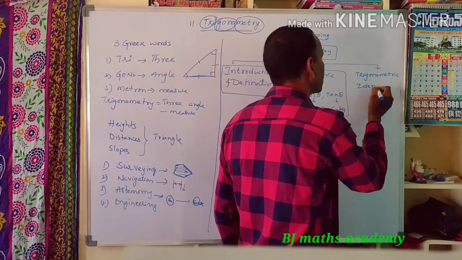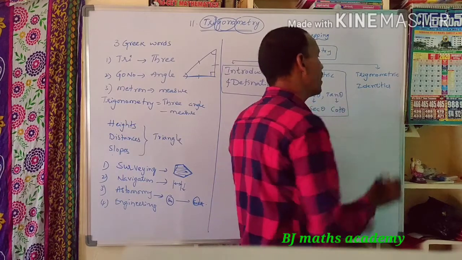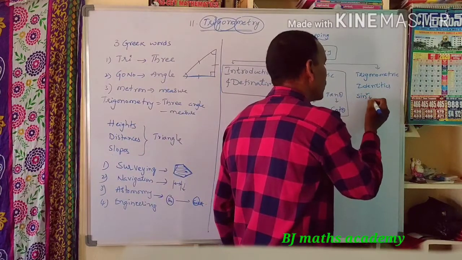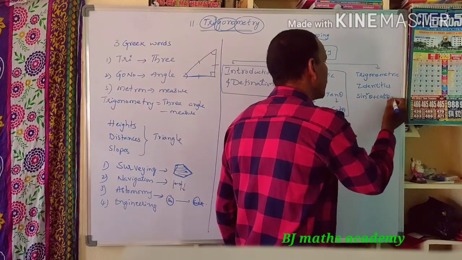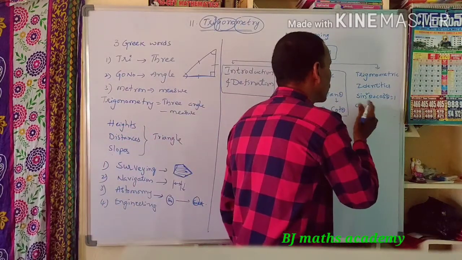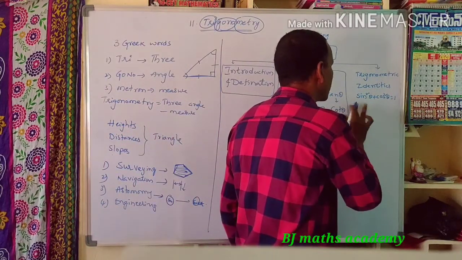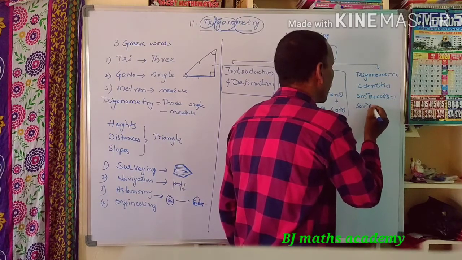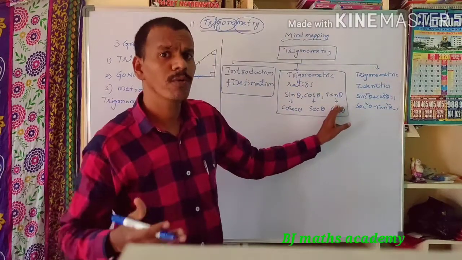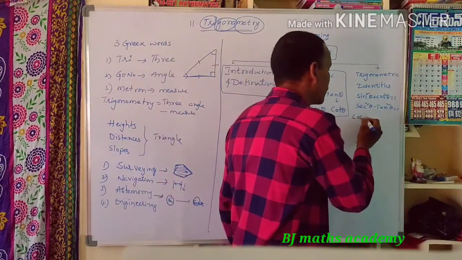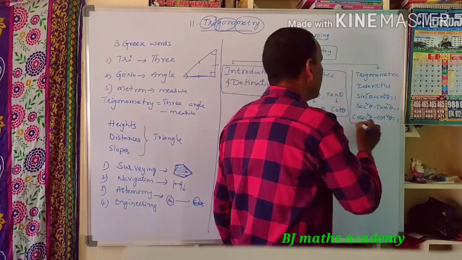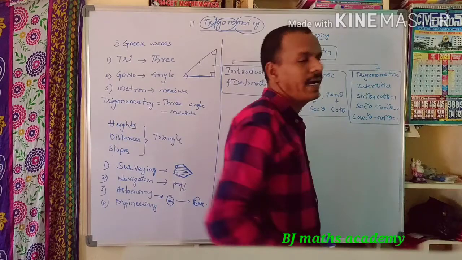Trigonometric identities. There are 3 trigonometric identities. First one is sin squared theta plus cos squared theta is equal to 1. Second one is sec squared theta minus tan squared theta is equal to 1. Third one is cosec squared theta minus cot squared theta is equal to 1. These 3 are trigonometric identities.